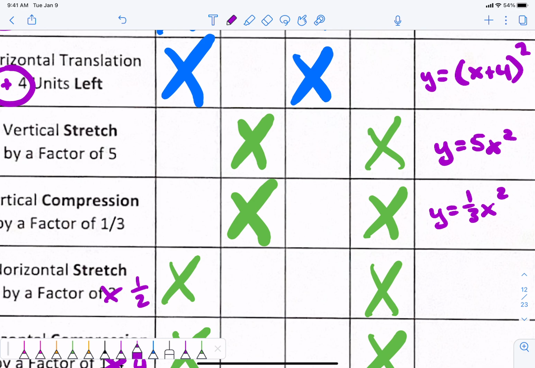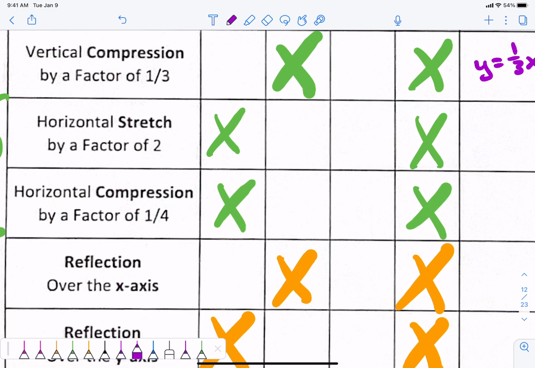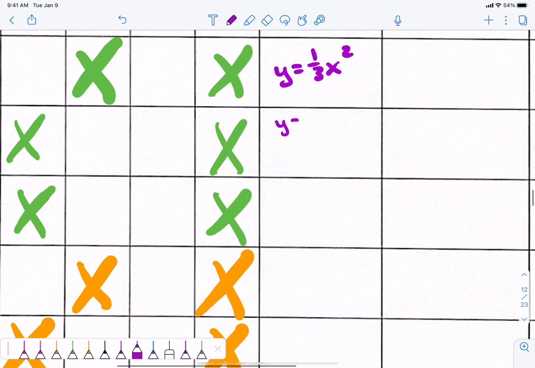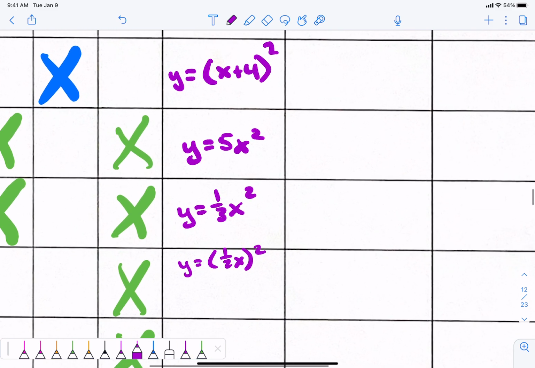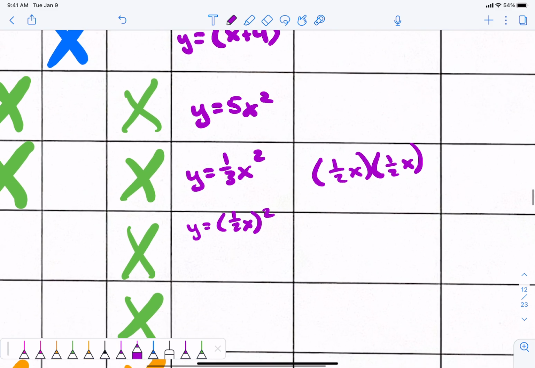Now, these next two are going to be a little bit different. A horizontal stretch by a factor of 2. We said over here off to the side, use the reciprocal. So instead of using 2, we're going to use 1/2. So it's (1/2 x) squared, in parentheses. That really means 1/2 x times 1/2 x. What is 1/2 times 1/2? 1/4. So when we simplify, this comes out to be 1/4 x squared. Does that make sense?